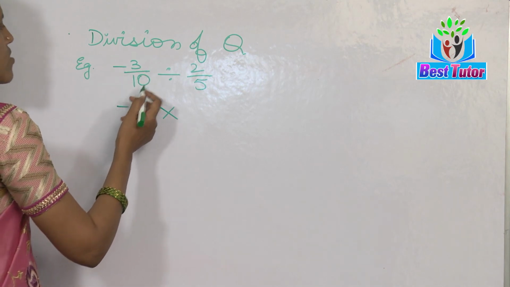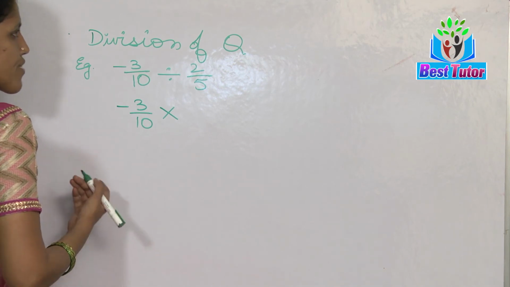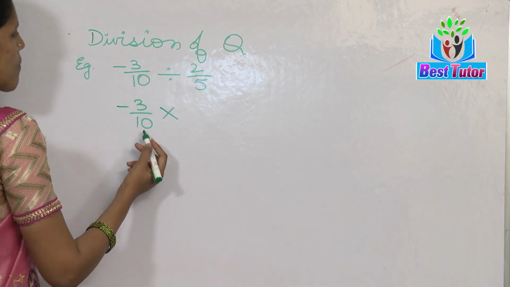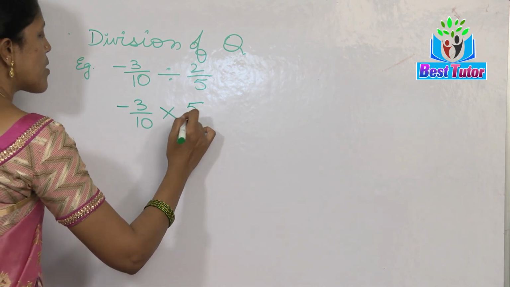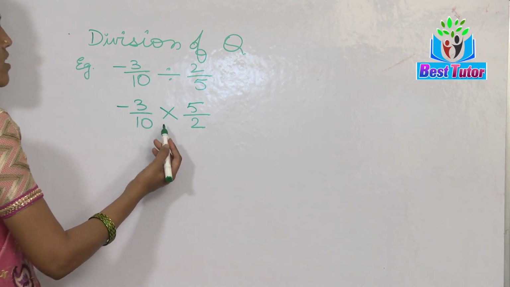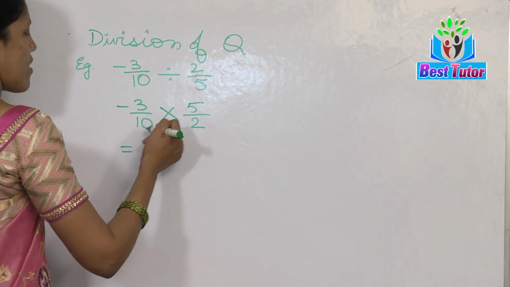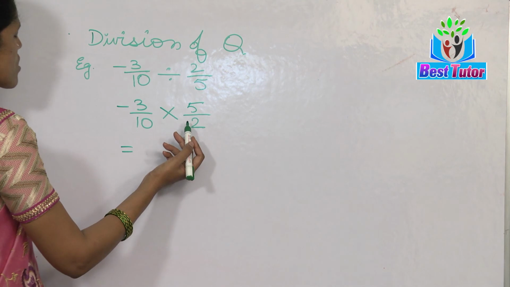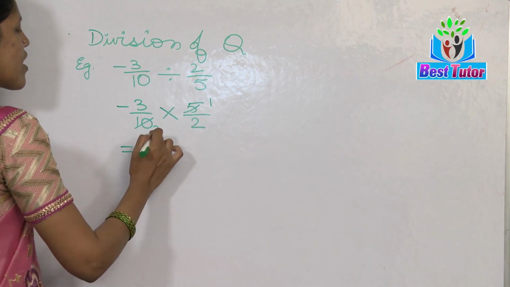Yes, minus 3 by 10, and I have replaced the division symbol with a multiplication symbol. We cannot change the question, but we can change the way it appears without changing its meaning. Minus 3 by 10 divided by 2 by 5 becomes minus 3 by 10 into the reciprocal of the second rational number. So it's going to be minus 3 by 10 into 5 by 2. Now multiplication is very simple. First step, let us follow the step by step procedure. Do they have any common factors? 3 and 2 do not share any common factors. But 5 and 10, yes, they have a common factor 5. 5 ones are 5, 5 twos are 10.